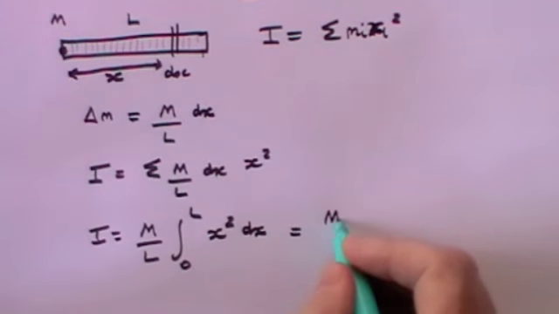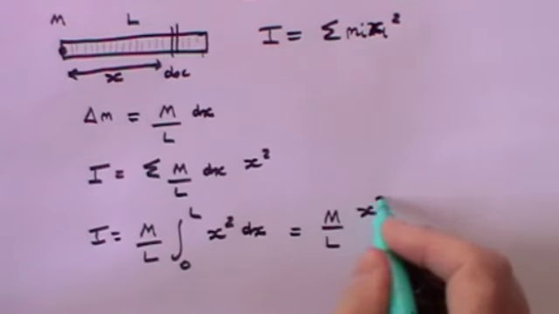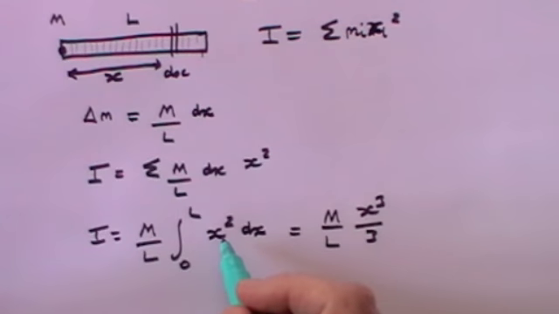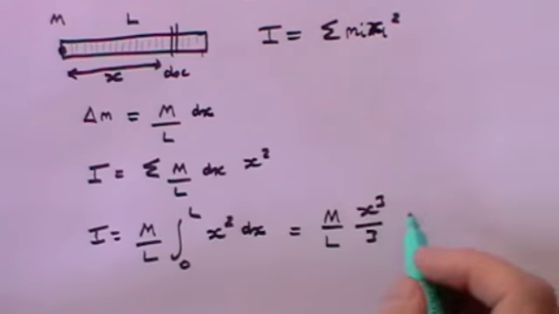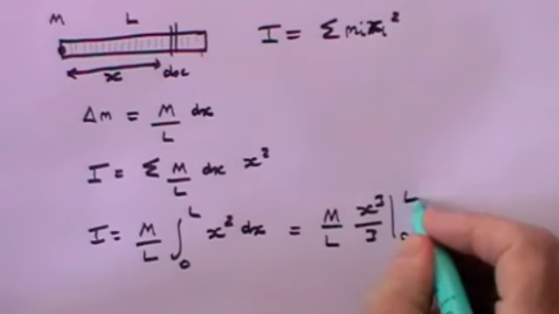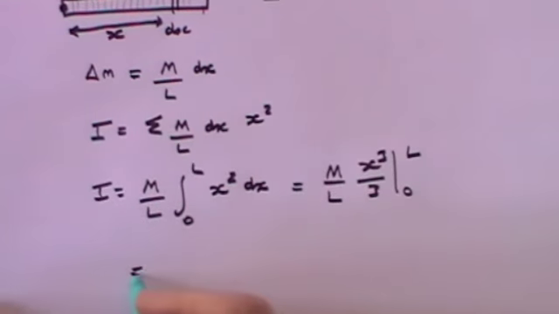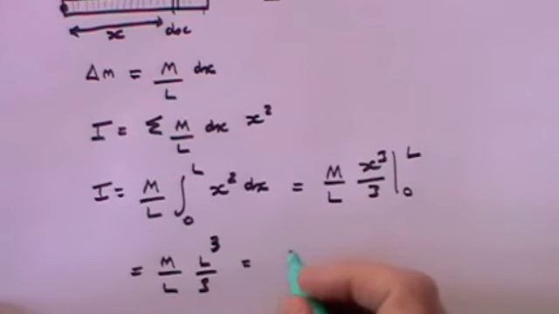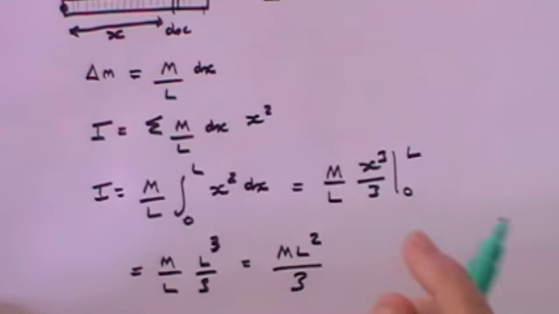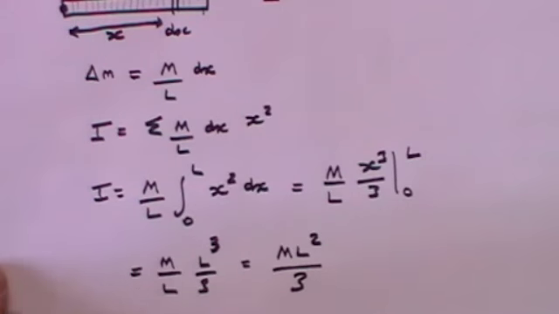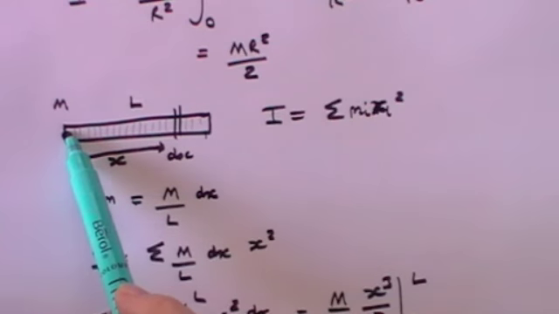And that is equal to m over L of x cubed over 3, because if you integrate x squared you get x cubed over 3, evaluated from 0 to L. And that will be m over L times L cubed over 3, or since one of the L's will cancel, that will be mL squared over 3. And that is the moment of inertia of a rod which is swivelling about one end.